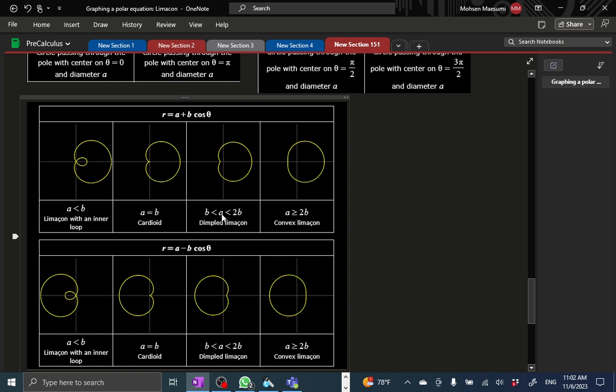If A is between B and 2B, then we are going to have a small dimple here. It's called a dimpled Limacon. If the number A becomes larger than 2B, then we are going to have a convex Limacon. Convex simply means it doesn't have an indentation in it, it doesn't have a dimple in it.